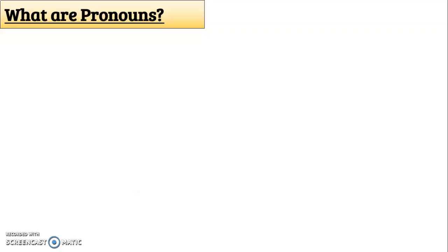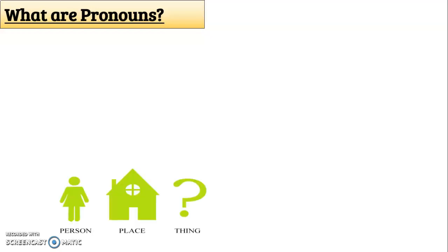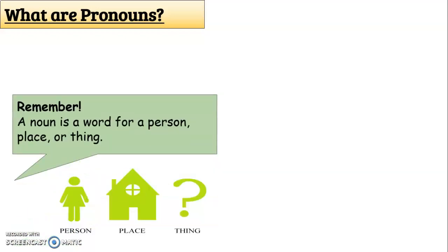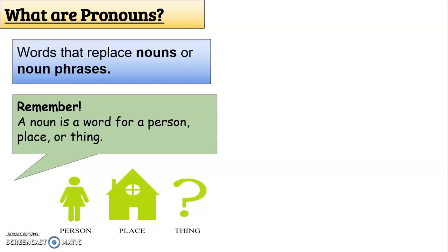Before we begin in defining pronouns, we need to first recall what a noun is. And a noun is a person, place, or thing. Pronouns, on the other hand, are words that replace nouns or noun phrases.